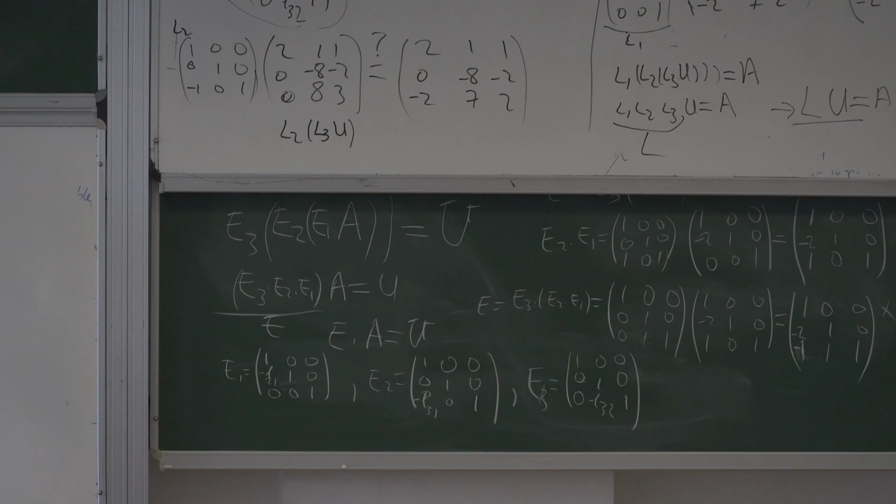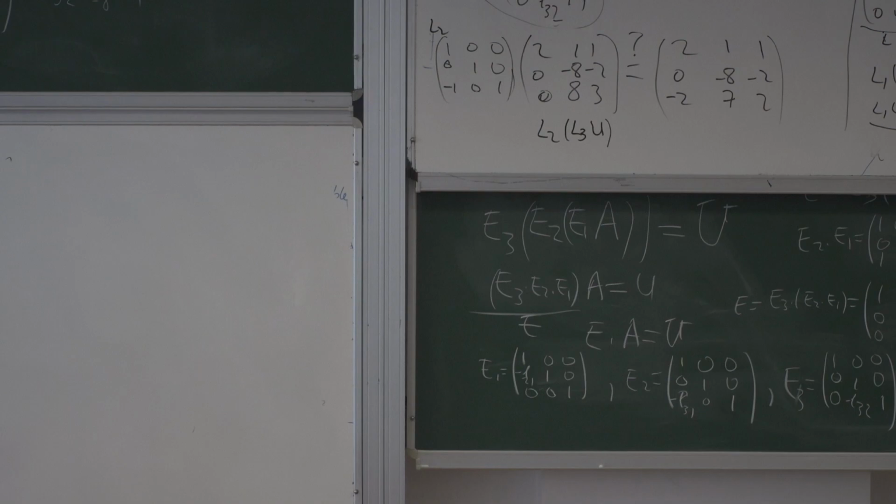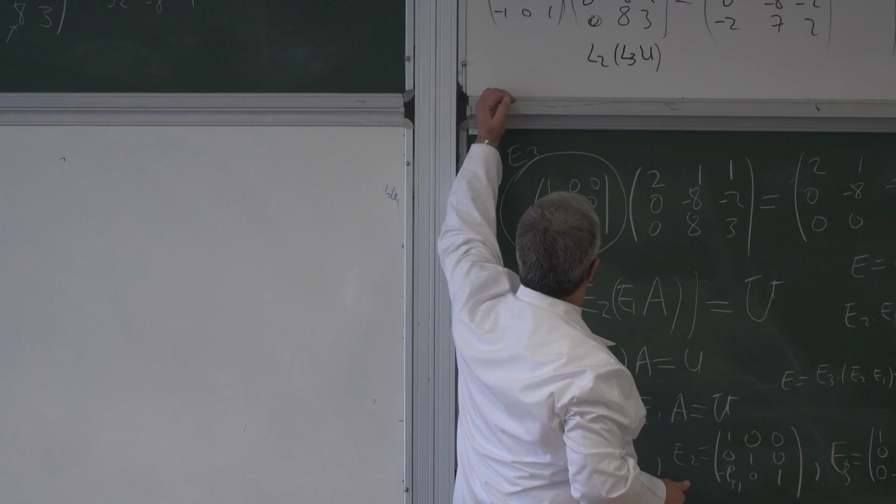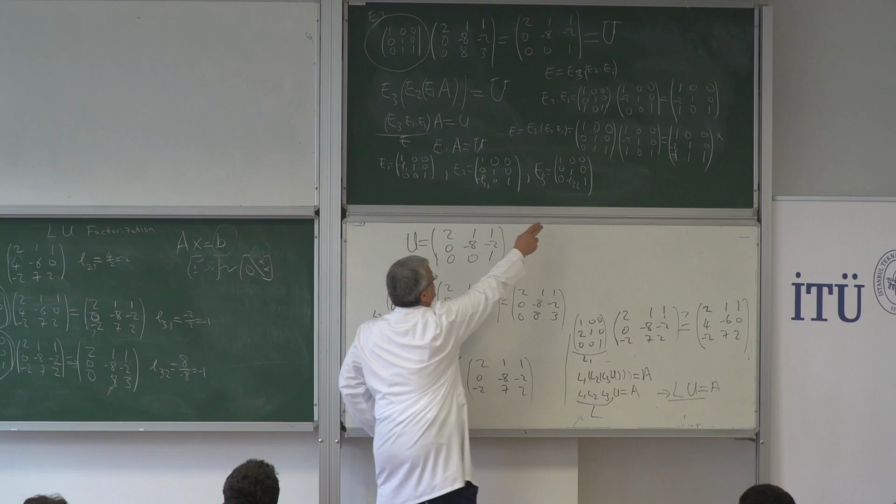So the first multiplier was 2. So we put there minus 2. So I have everything there. I didn't erase anything. Right? So the second multiplier was minus 1, so I put there plus 1. And the third multiplier was minus 1 again, and I put there plus 1. So I will do the continuation of this here, okay?